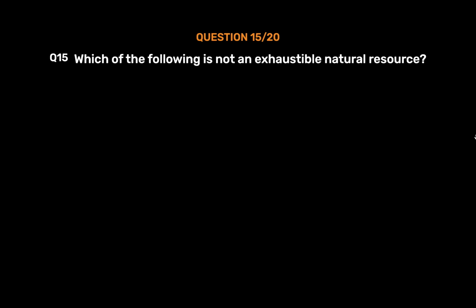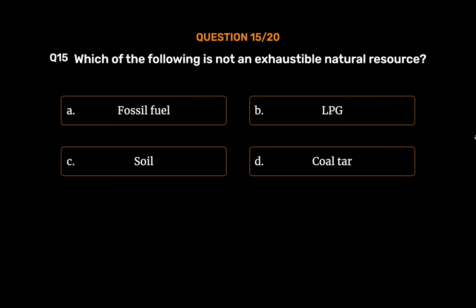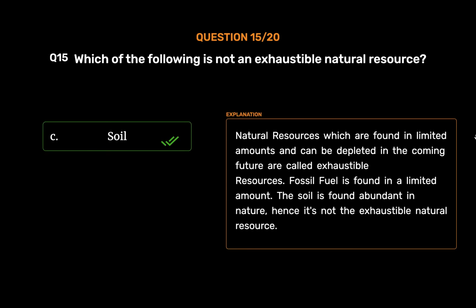Question number 15. Which of the following is not an exhaustible natural resource? Option A. Fossil fuel. Option B. LPG. Option C. Soil. Option D. Coal tar. The correct answer is Option C. Soil. Natural resources which are found in limited amounts and can be depleted in the coming future are called exhaustible resources.